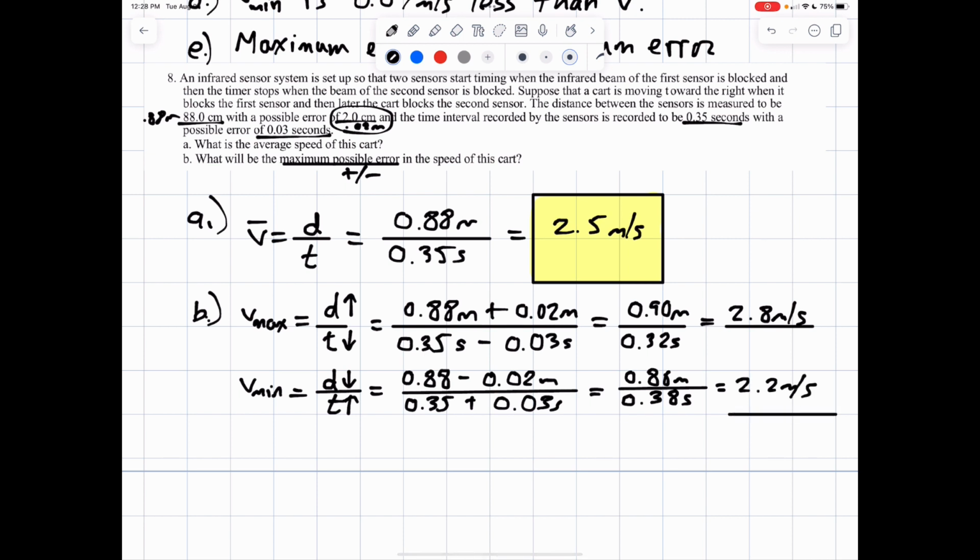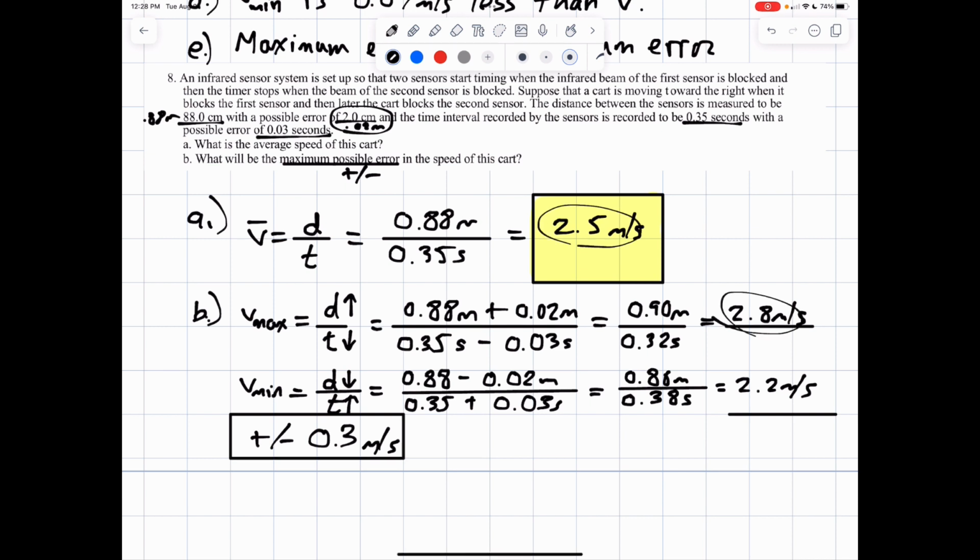And if you look, the average is 2.5, and it goes as high as 2.8 and as low as 2.2. So we could say that the error is plus or minus 0.3 meters per second. And all I had to do to get that is just subtract. Subtract this from this, and I get 0.3. Subtract this and the minimum, I get 0.3.